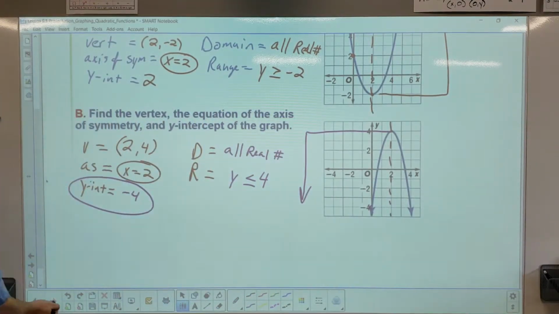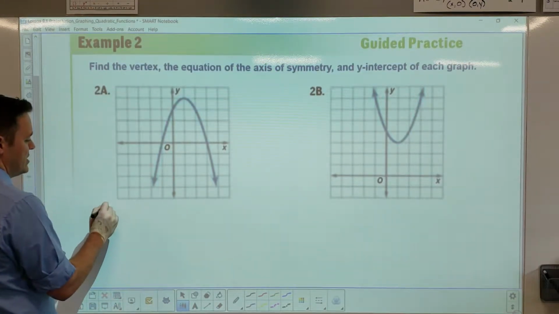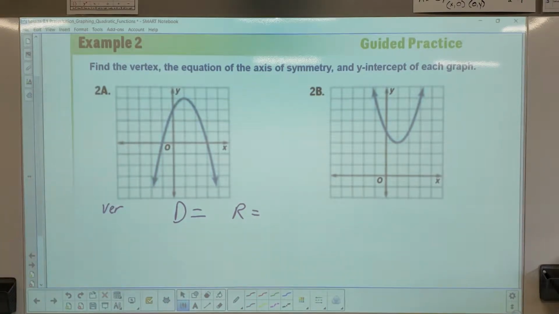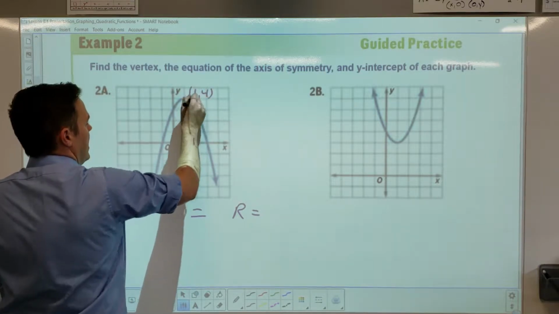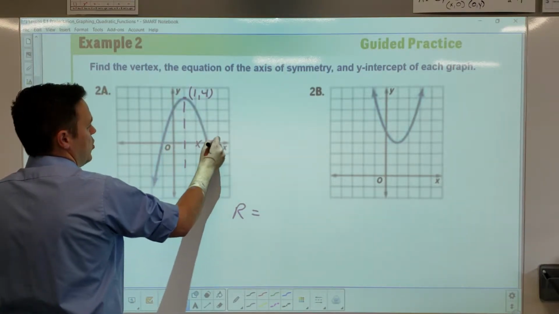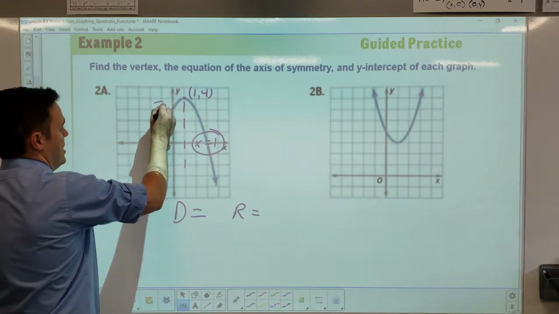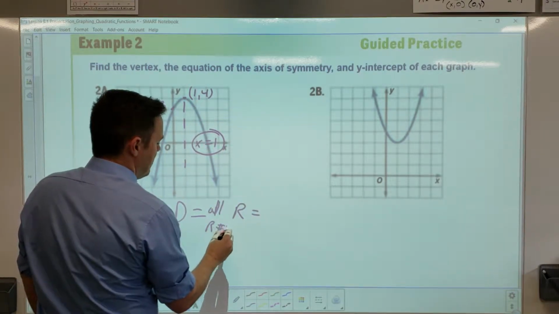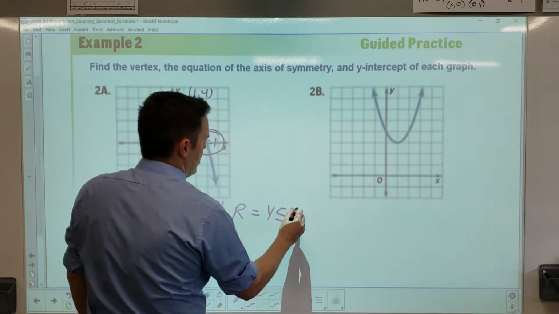Make sure you guys understand that. All right, next, a couple other things. You guys do the same thing. Remember, not only do you give me the vertex, but give me the domain and the range. As you move on, the vertex is going to be (1, 4). Axis of symmetry would be x = 1. My y-intercept would be 3. My domain is all real numbers. And my range is going to be y ≤ 4.